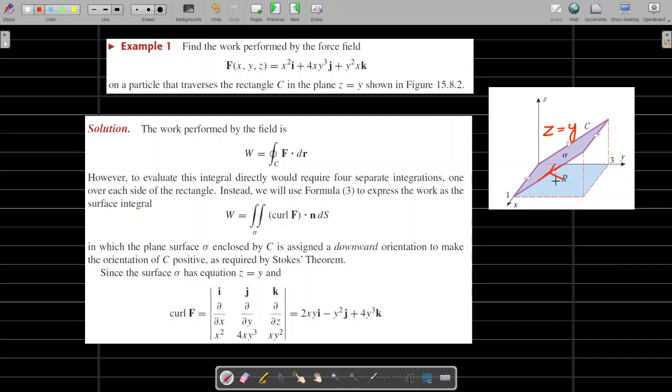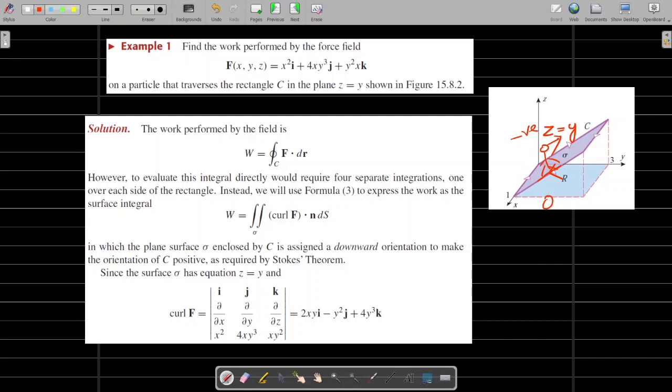This is the direction of C. Suppose a person was walking like this in the direction of C, then the surface is to the person's right. So this is the negative orientation.